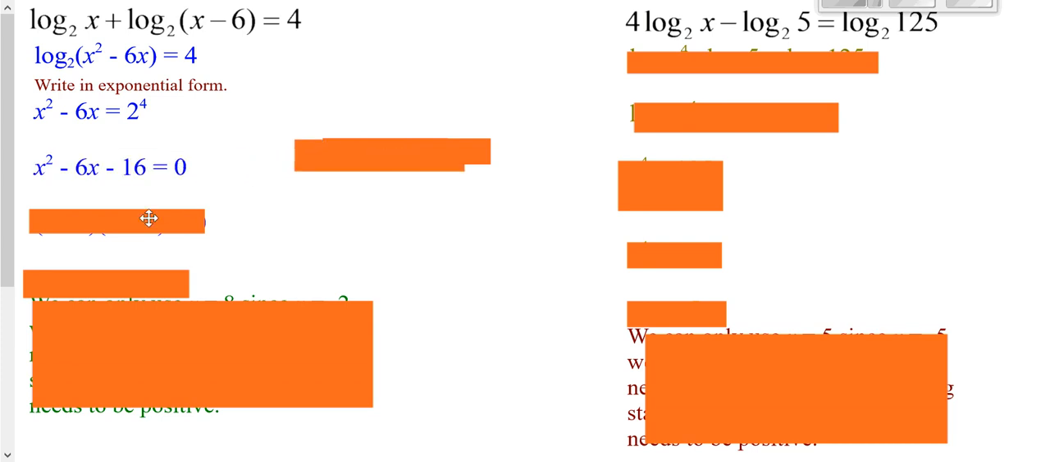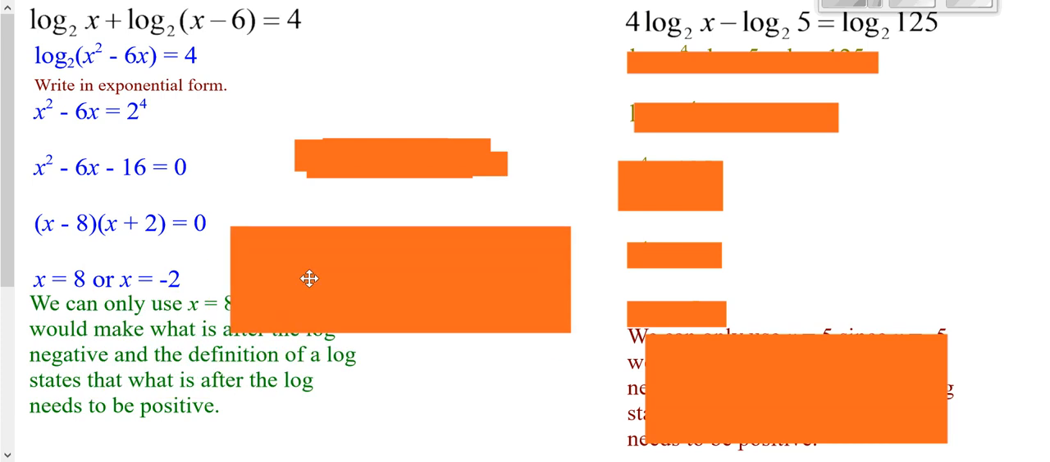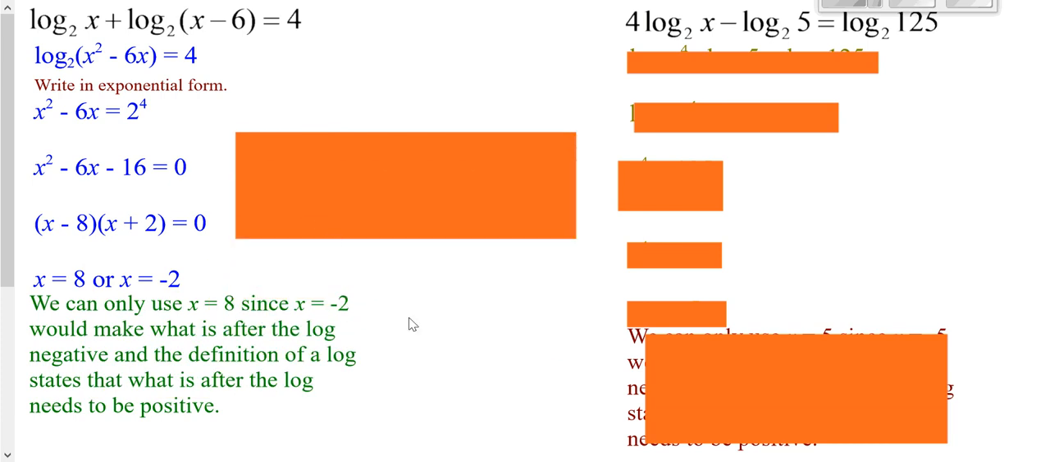Try to get the left side to a single logarithm. We have a log plus a log, so we multiply what's afterwards. We have one log left, so we can write it in exponential form. Now it's just a nice normal quadratic. We set it equal to 0, and we factor it. And then we have to check our answers. Take our answers, plug them back into the original to see if they both work, because whatever's after your log has to be positive.